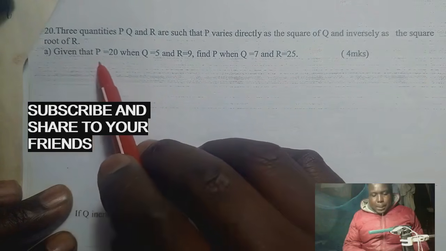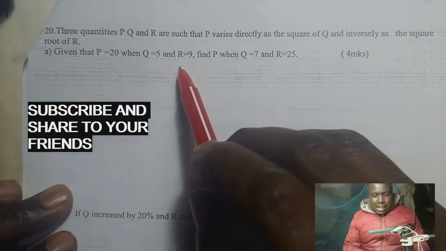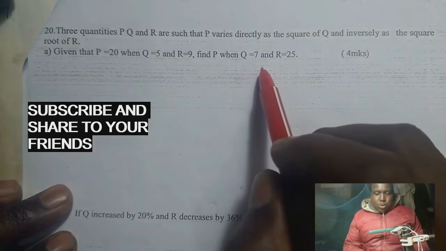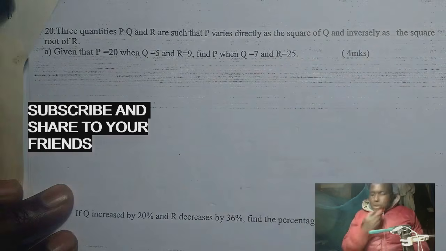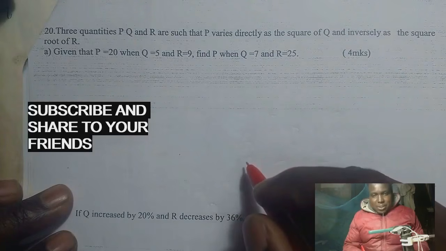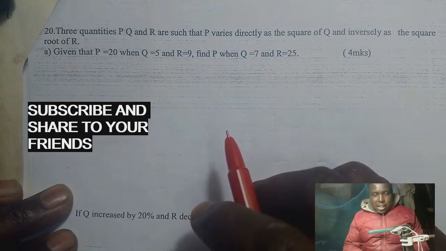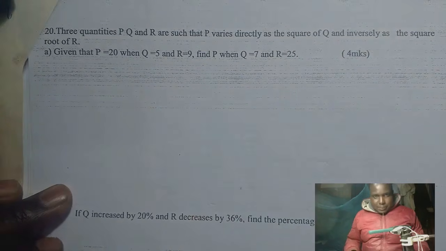Given that P is equal to 20 when Q is equal to 5 and R is equal to 9, find P when Q is equal to 7 and R is equal to 10. For marks, this is a paper 2 question. So this year, expect this kind of question. Expect a question from variation formula.